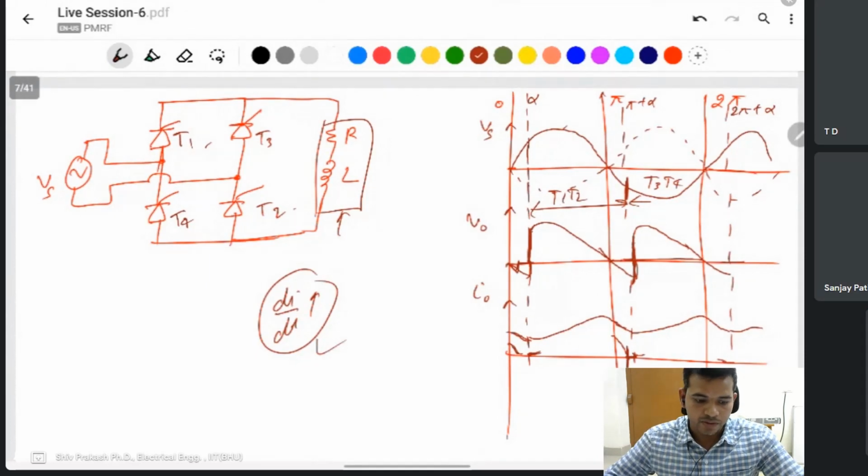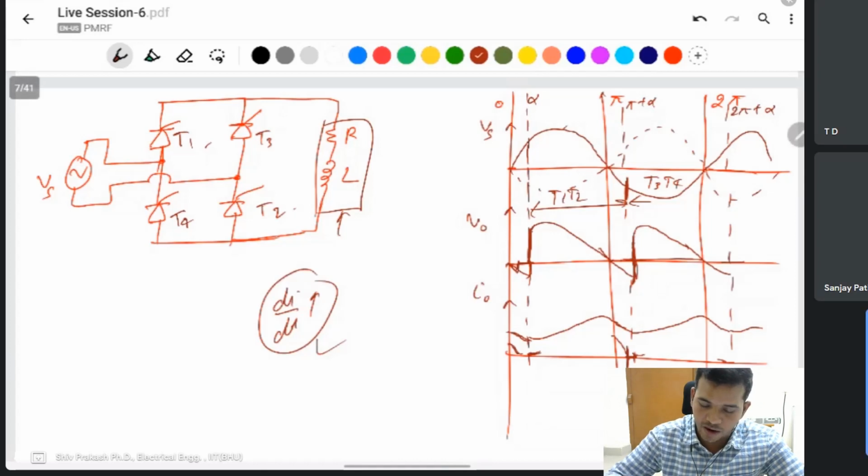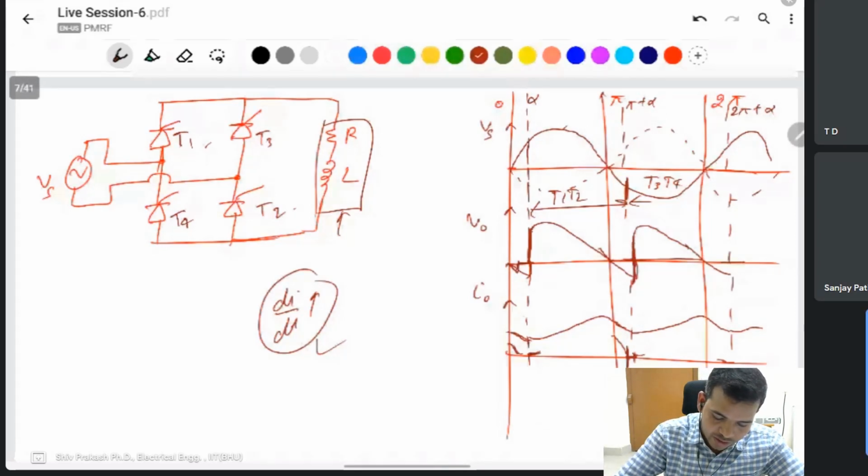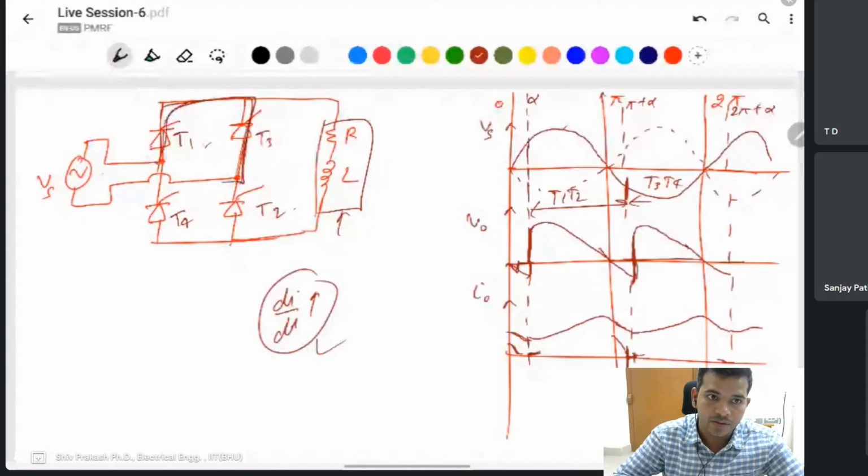Sir, what about T3 and T4 at that instant? Will they remain off? Remain off. If T3 and T4 are on at the same time as T1 and T2, then the source is short circuited. But only one switch is on. You know about the source inductance?